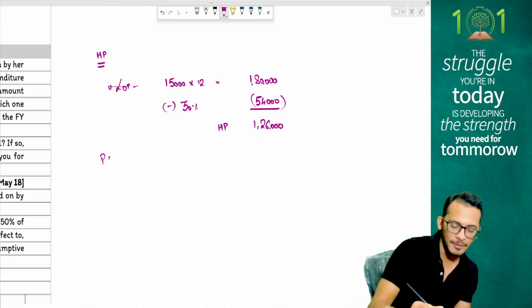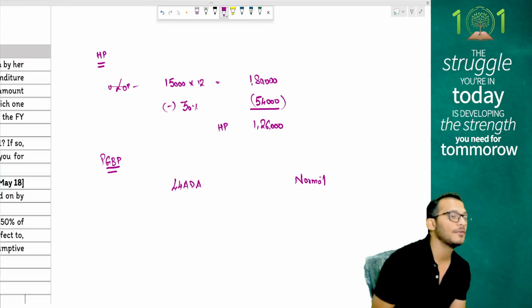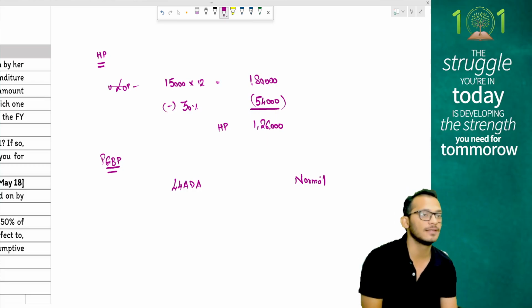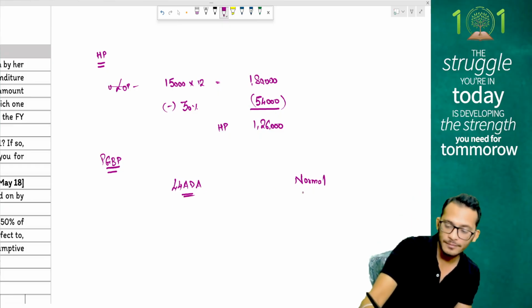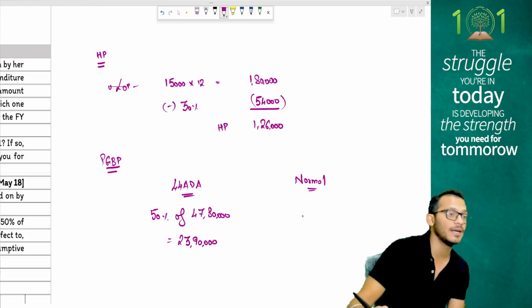Coming to the PGBP piece, I have two options now. Either I can choose 44ADA or I can choose normal. If I choose 44ADA, the provision says it is 50% of my gross receipts. Therefore, it becomes 50% of 47,80,000, which is 23,90,000. Option number two is I can choose my normal provisions.